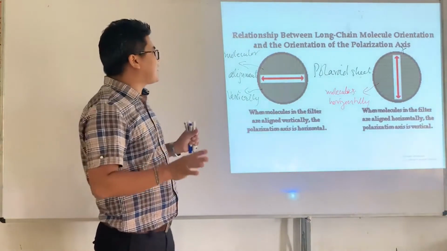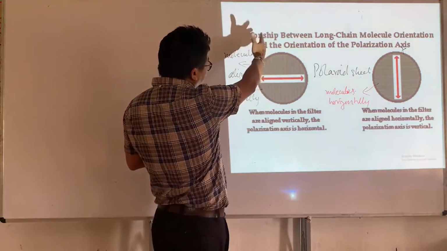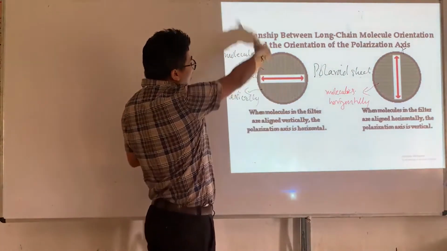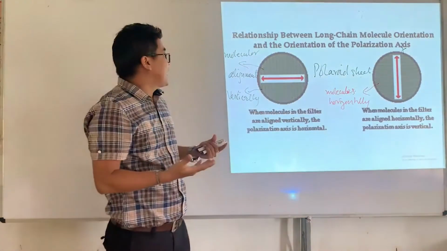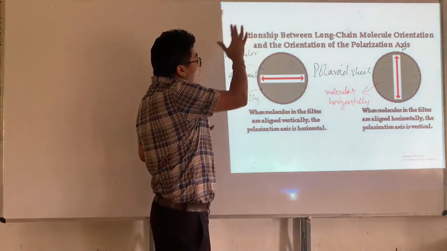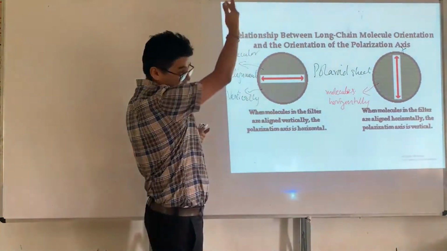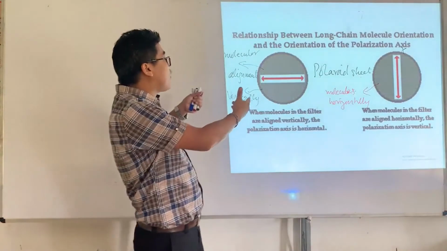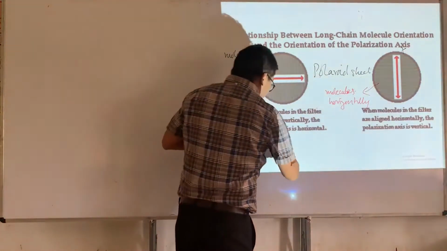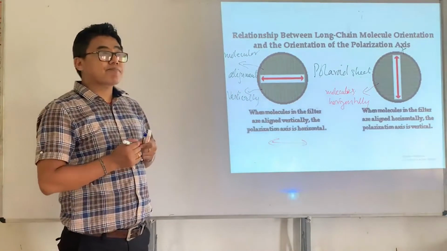In simple words, if I align molecules vertically, whatever electric fields oscillate vertically can be absorbed by the molecules. So this Polaroid will stop the electric field oscillating vertically. So what kind of electric field comes out from this Polaroid? That is the horizontal electric field oscillation. This electric field comes out from this Polaroid.